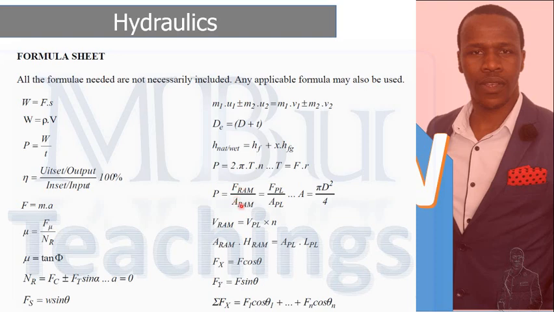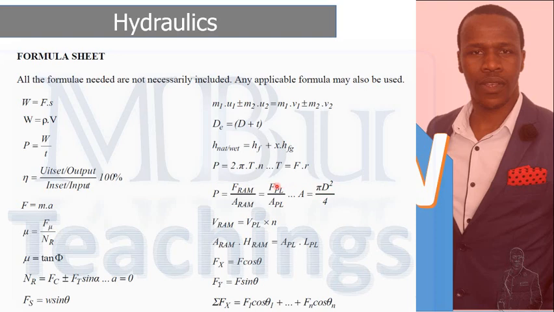Then we have the area of the ram. The area is the same as the area of a ram. It will be pi d squared over 4, and the area of the plunger will also be pi d squared over 4. The only difference will be the d. Capital letter D will be for the ram, and then a small letter d will be for the plunger.